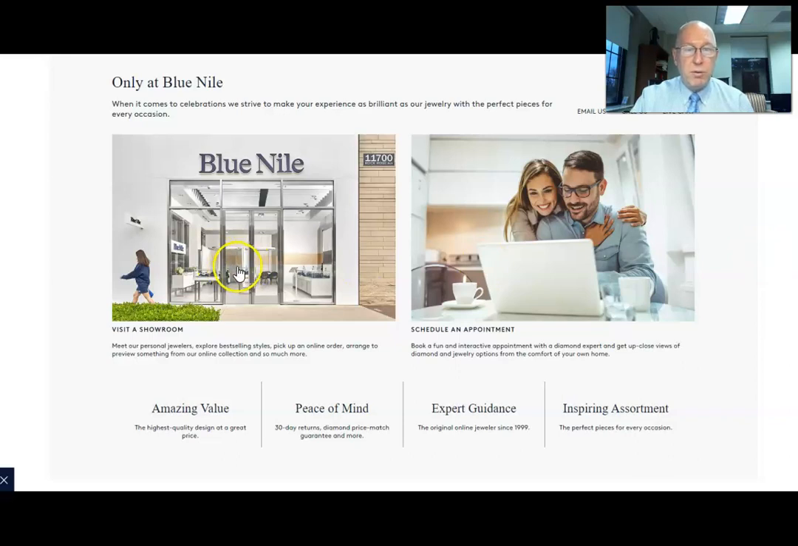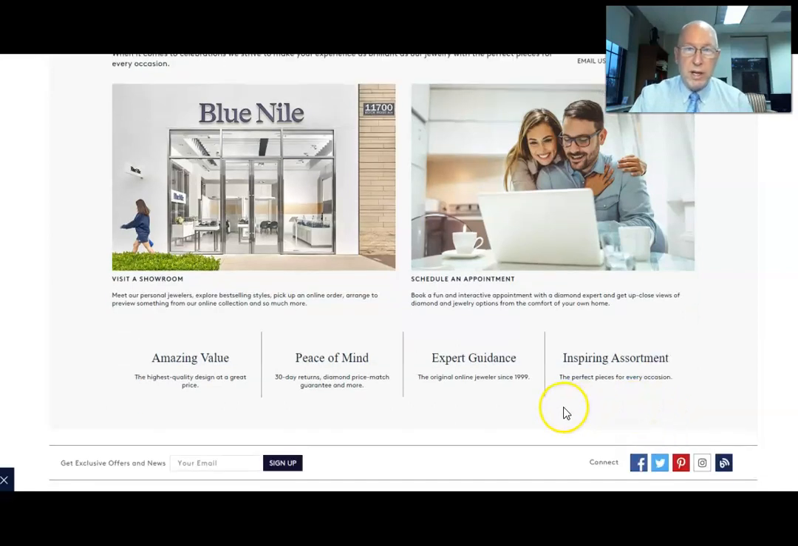They do have a few bricks and mortars, but not many. Amazing value, highest quality design at a great price. The highest quality is a little bit of hype, but that is a great definition of cost leader. 30-day returns. See, this is where they're trying to make sure that you're comfortable buying it online. They talk about how they've been around since 1999, and they have the perfect piece. This is a great capture of the Blue Nile value proposition. So I'm going to stop the video again and resize.